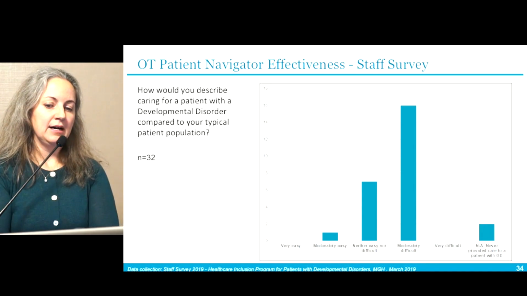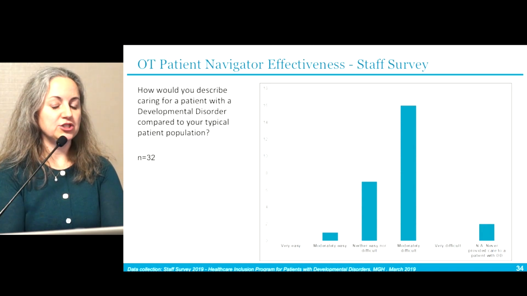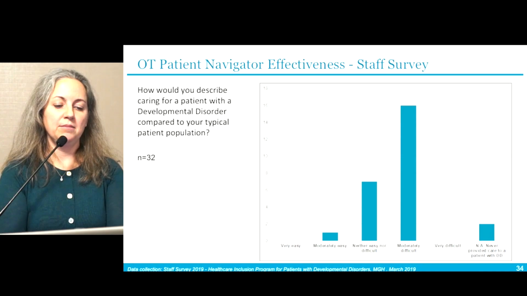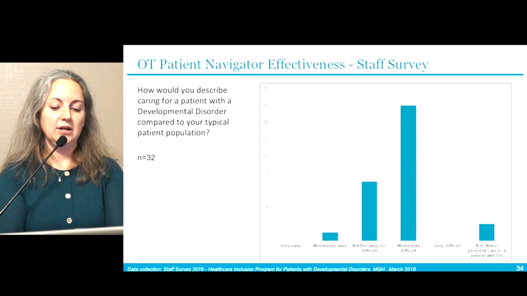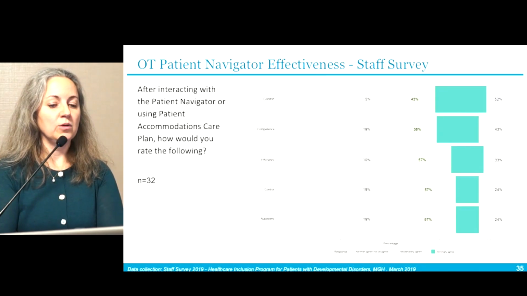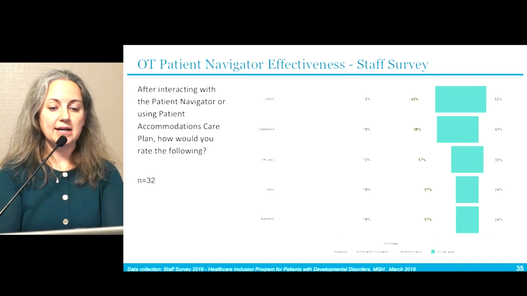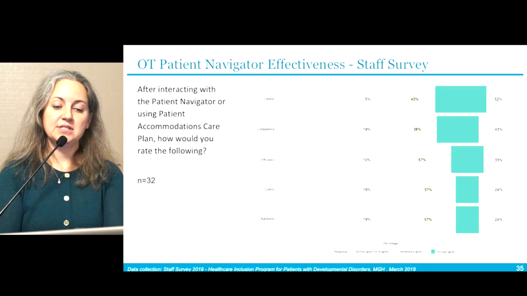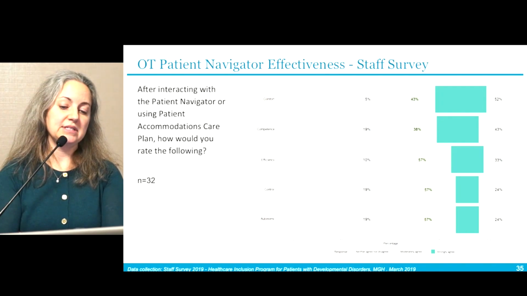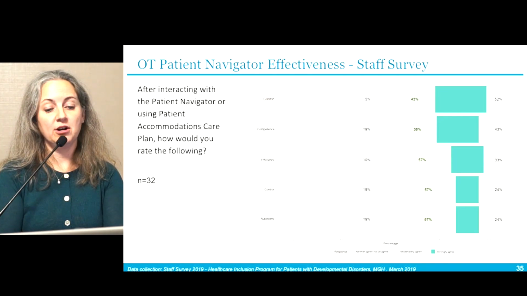I also did a staff survey on effectiveness, after I had been working with a couple of units. It's a really small N of 32, so it's nursing. They reported that caring for individuals with a developmental disorder compared to the typical population was overall either moderately difficult or neither easy nor difficult. However, with interacting with me or using my care plan, about 75% felt more comfortable, about 80% felt more competent and efficient. And the same 75% felt they had more control or autonomy with their practice.